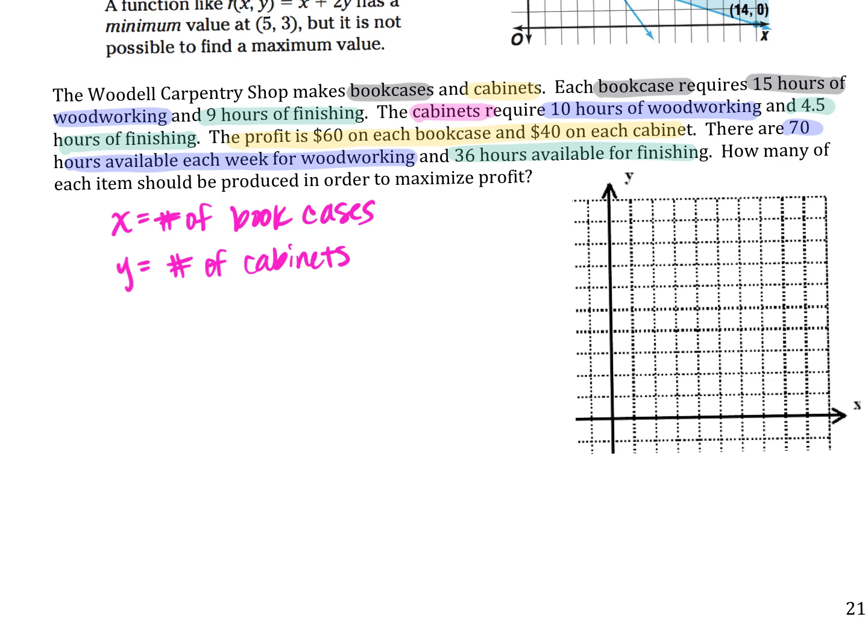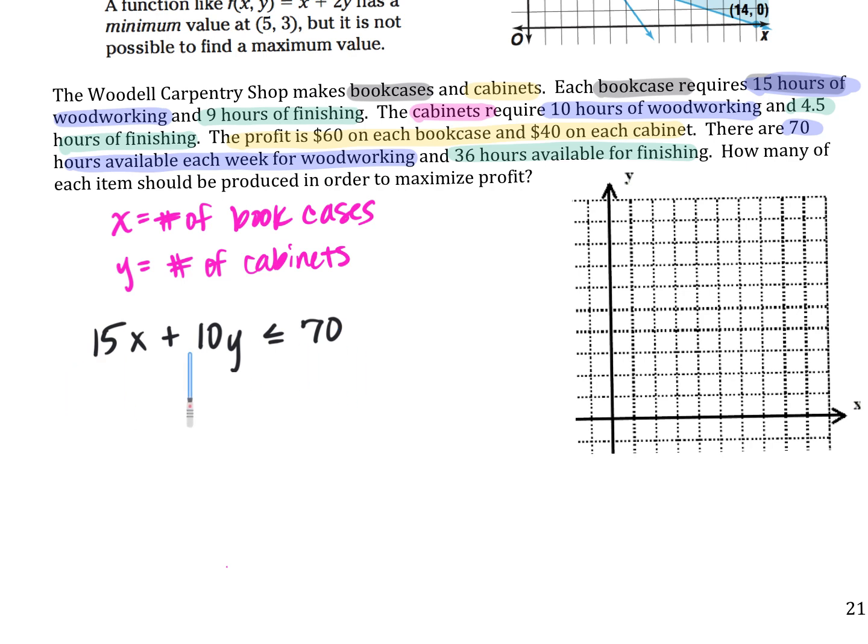Let's talk about the woodworking hours that are available. The bookcase requires 15 hours of woodworking, and the cabinet requires 10 hours of woodworking. And look at how many hours are available for woodworking, 70. Anyone have any idea how I can put all my woodworking stuff into one equation? 15X and 10Y. Well done. Way to redeem yourself, sir.